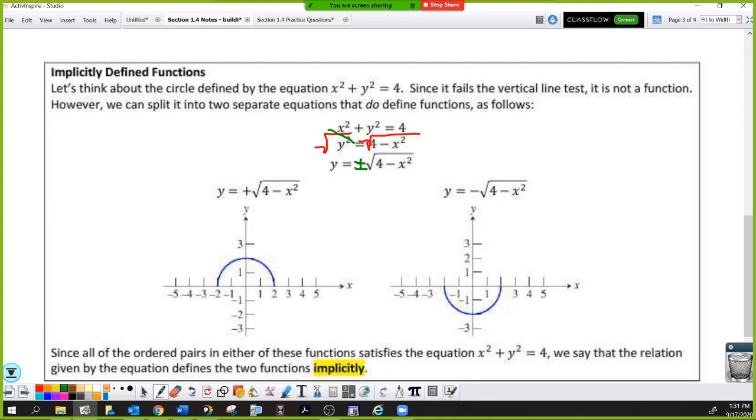The plus or minus implies that there are 2 different functions. One of them is y equals the positive square root of 4 minus x squared, and down here is its graph. It's the top half of that circle. And then the other side, y equals negative square root of 4 minus x squared, is the bottom half of the circle. Question or stretch?